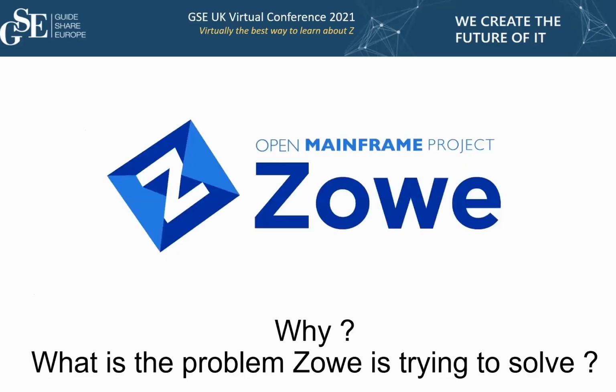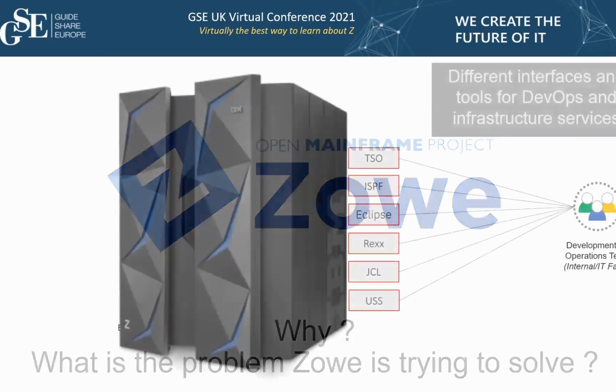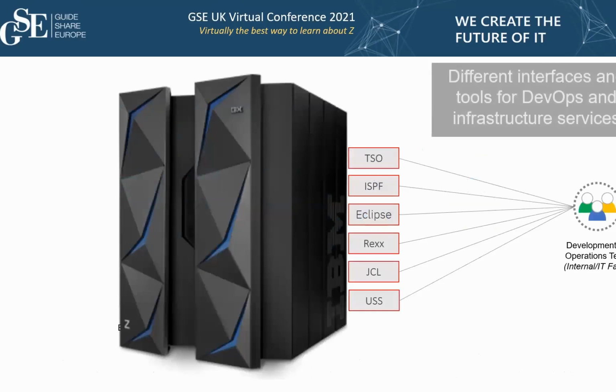What is the problem that Zowe wants to solve? I'd say the Open Mainframe project started this project already a few years ago, but what was the reason for looking for this kind of interface and framework? Well, the first reason why Zowe was created is because before Zowe, development and operation teams interacting with mainframe were in front of multiple interfaces, every one of them with different skills required, and sometimes the skill required to interact was not even easy to acquire.